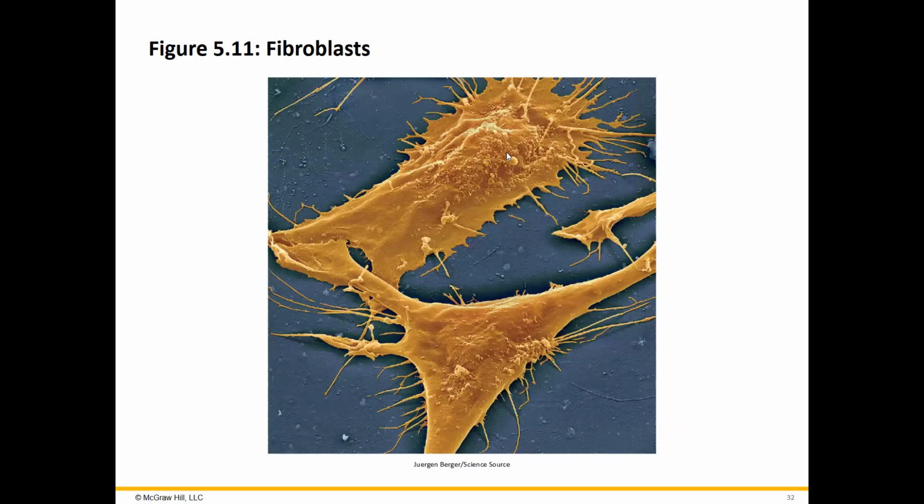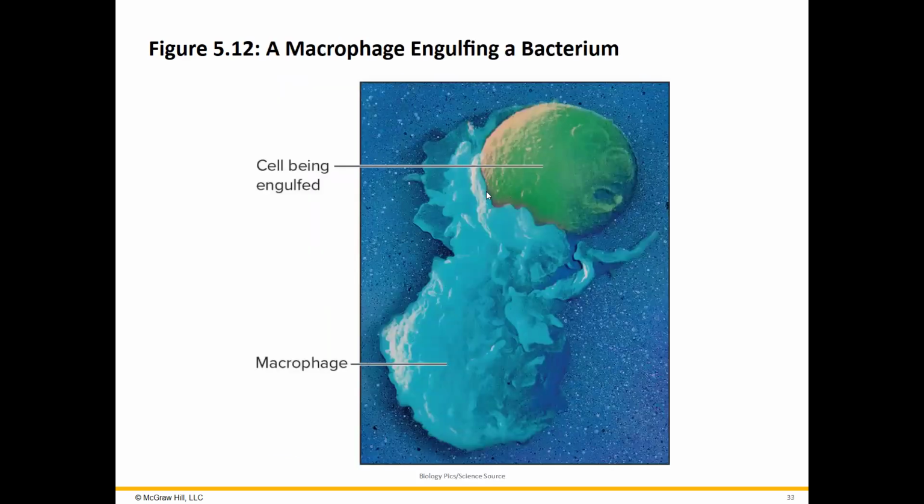That's a fibroblast. I don't care that you know what it looks like, but look how weird it is. It's making little fibers here. This is a macrophage. It is eating a bacterium. You can see it's wrapping around and engulfing. It will eventually fully ingest and digest that bacterium.